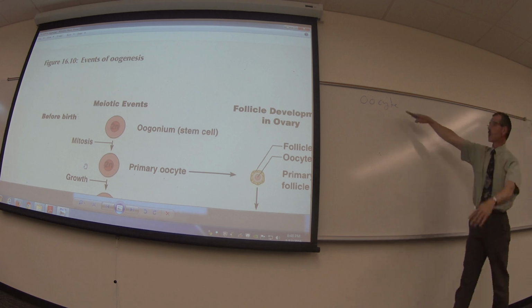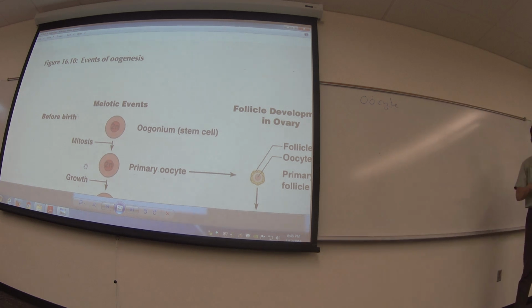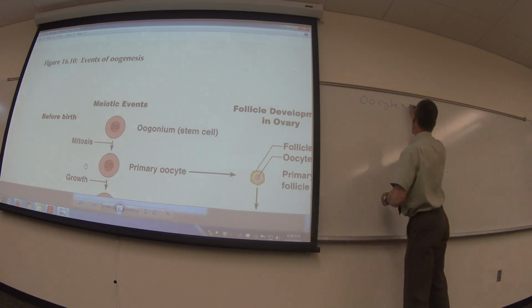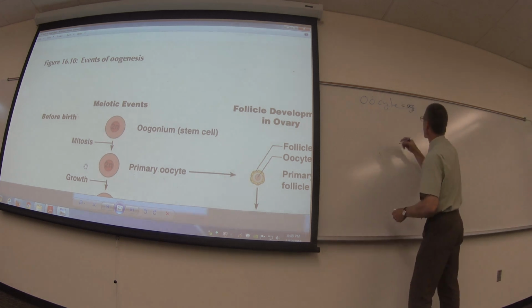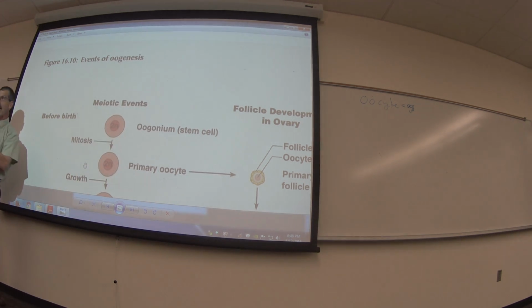The word of the day is oocyte. You say both O's. So can someone tell me in English what an oocyte is? It's an egg cell. It's an egg. So everywhere on this picture we see oocyte or oo something, they just mean egg.